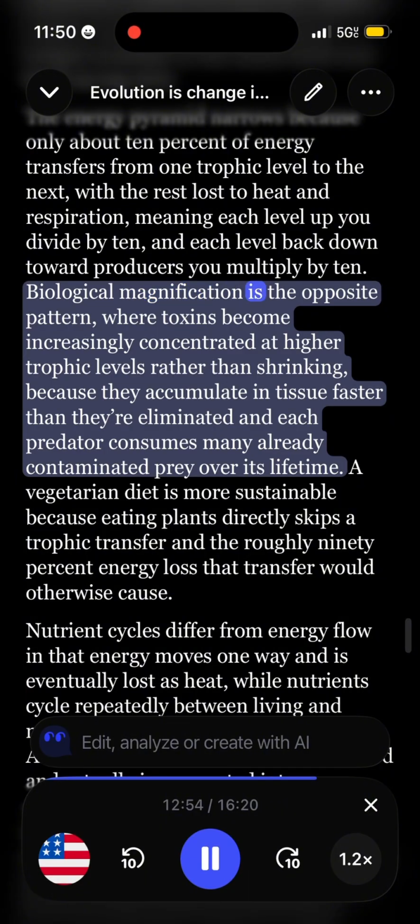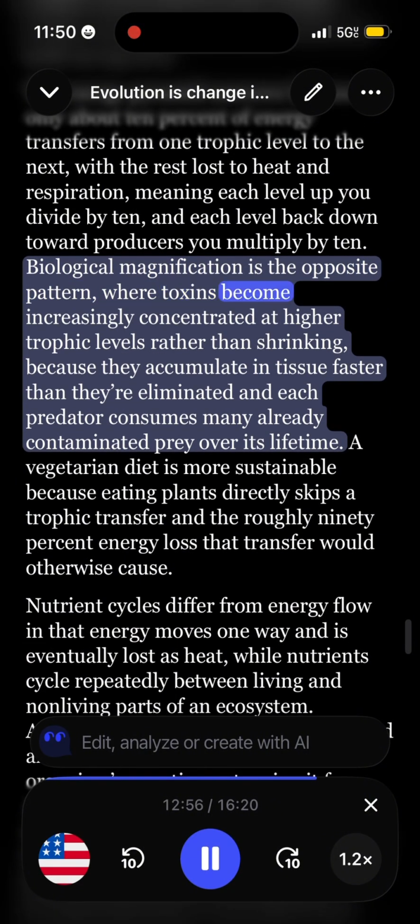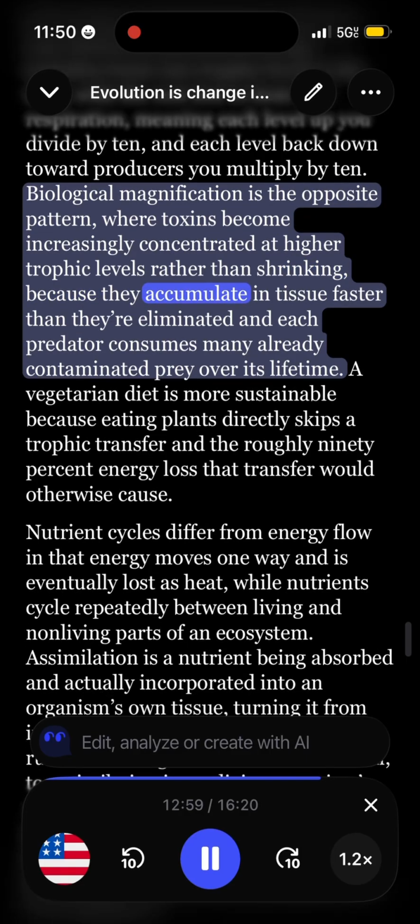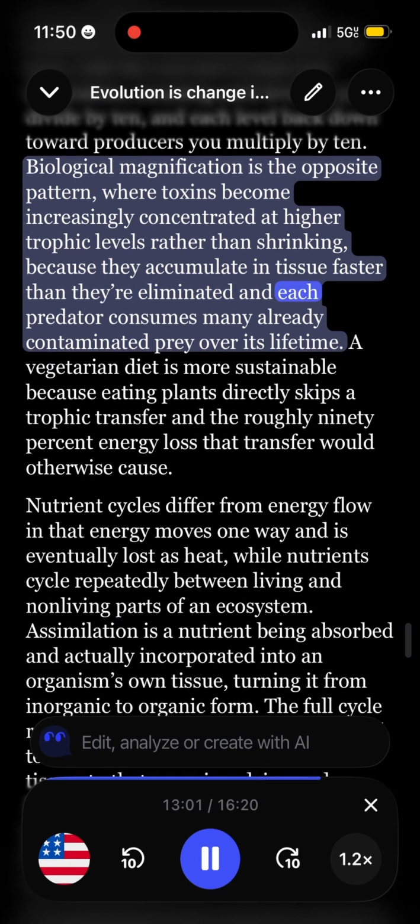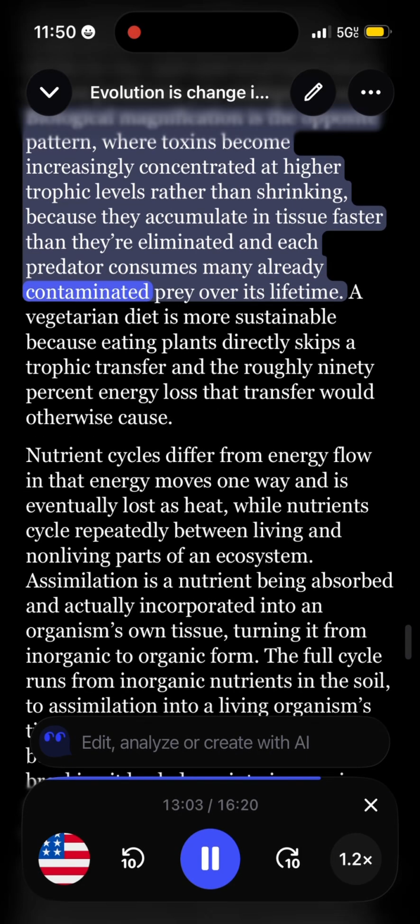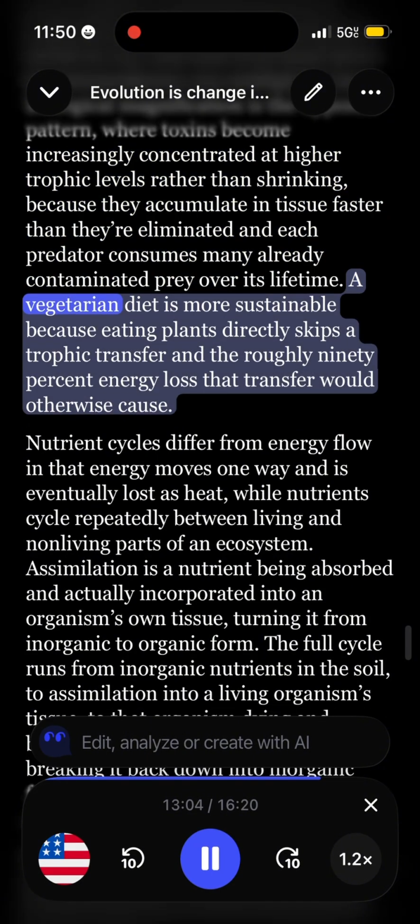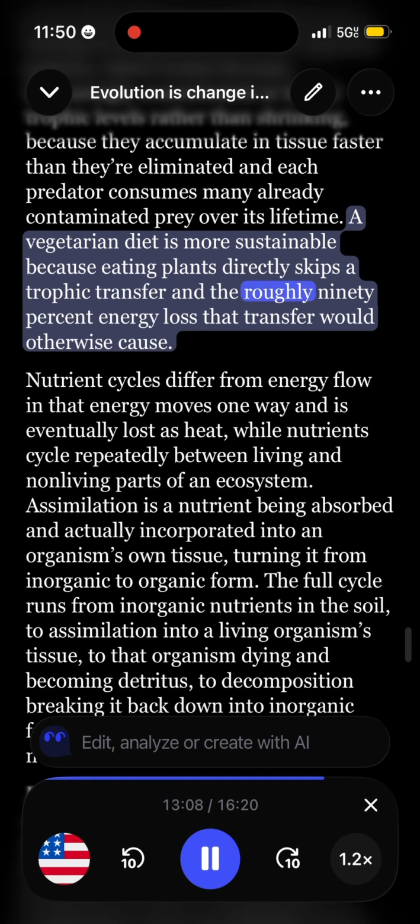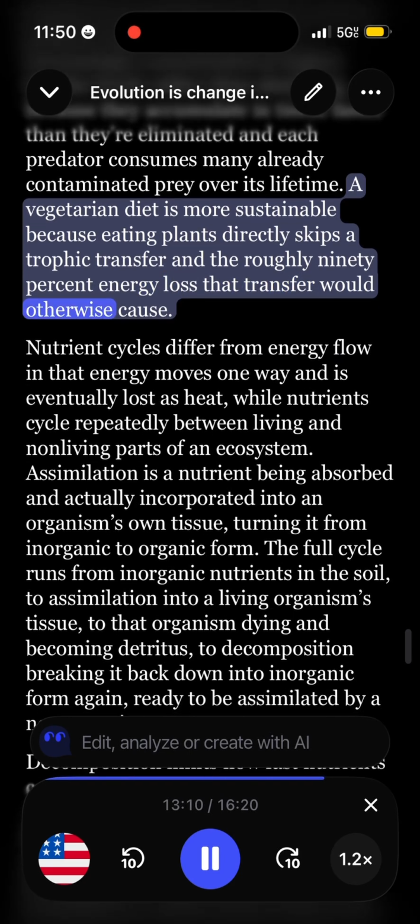Biological magnification is the opposite pattern, where toxins become increasingly concentrated at higher trophic levels rather than shrinking, because they accumulate in tissue faster than they're eliminated, and each predator consumes many already contaminated prey over its lifetime. A vegetarian diet is more sustainable because eating plants directly skips a trophic transfer and the roughly 90% energy loss that transfer would otherwise cause.